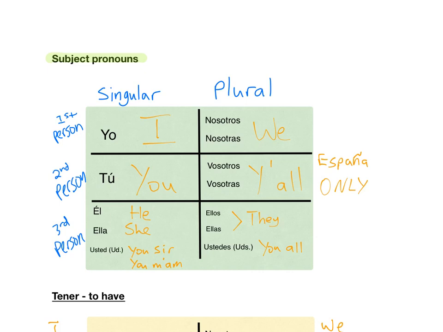But you notice we start off with the subject pronouns. Again, this is exactly the same thing we had on the ser notes. And it's not because I'm trying to make your lives difficult.